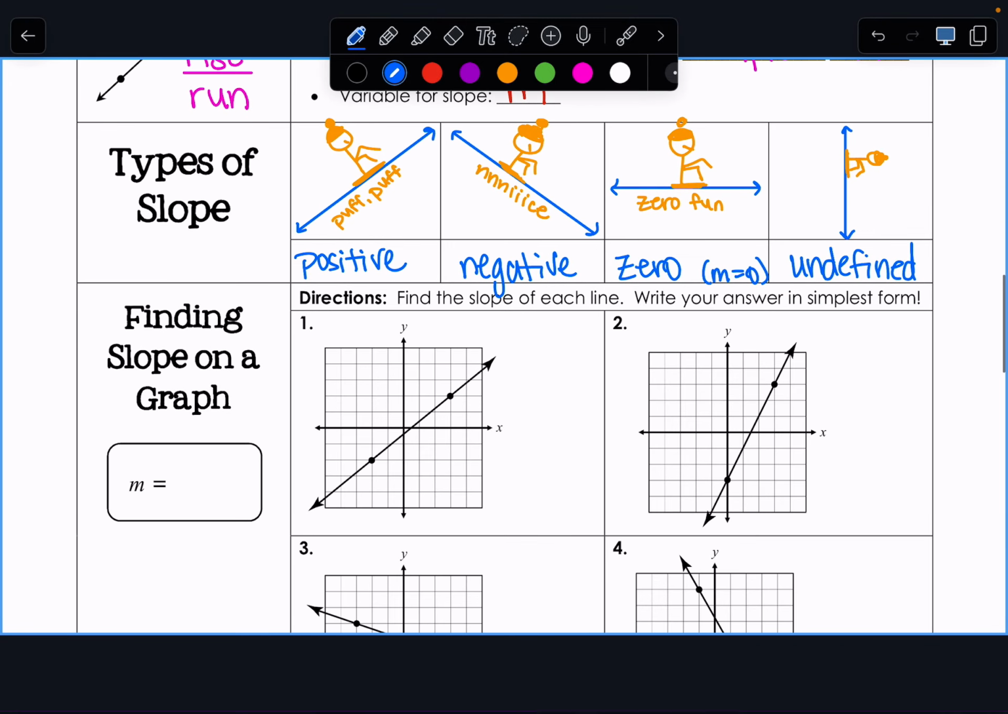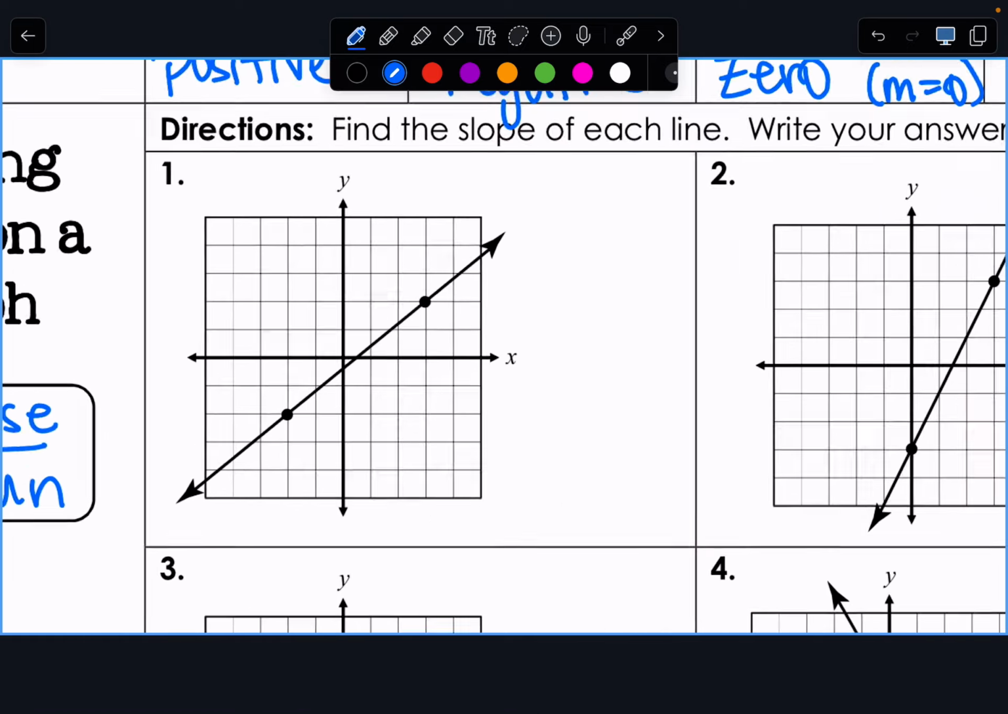So, our job today is to calculate the slope. M is rise over run. We're going to get some numbers. We're going to write it as a fraction. We're going to simplify the fraction. Is it positive? Is it negative? Go on with our day. Okay? So, I'm going to zoom in on number 1.